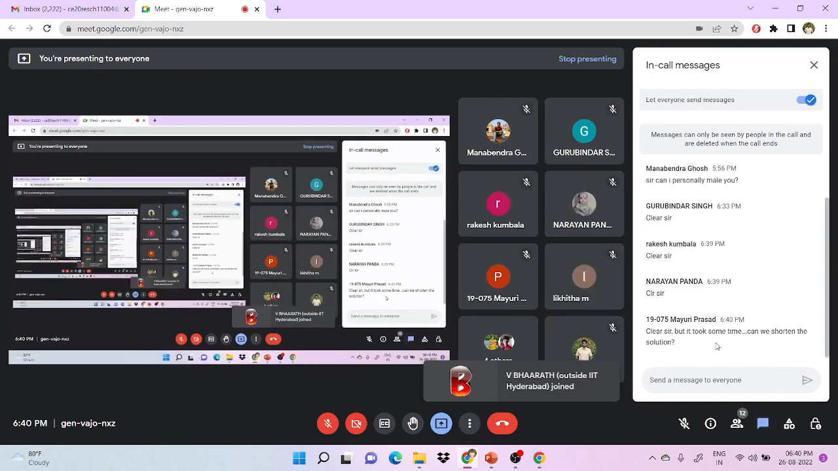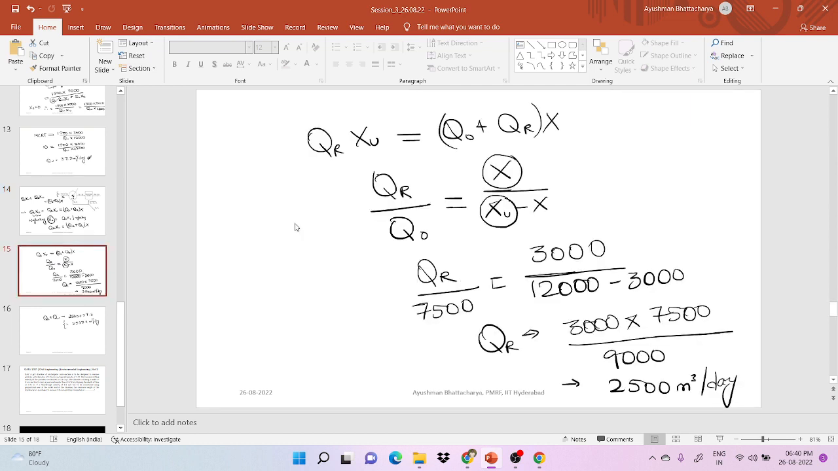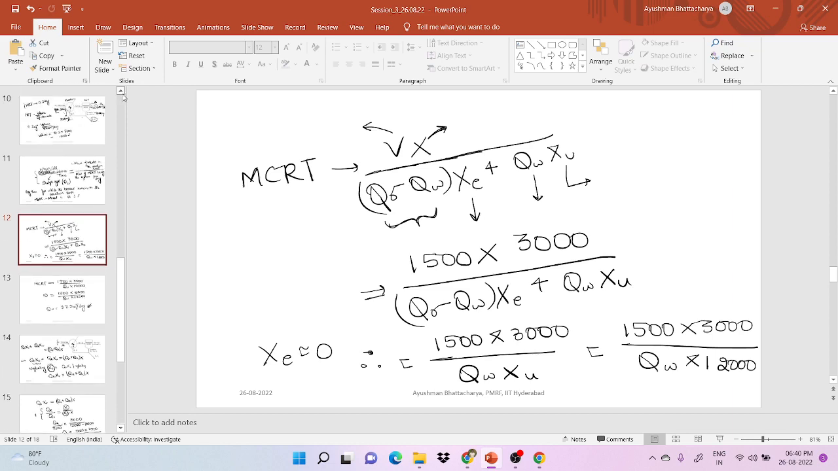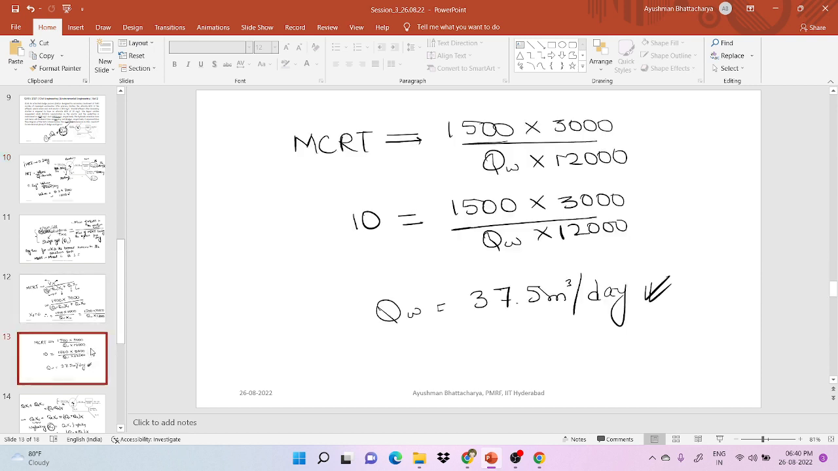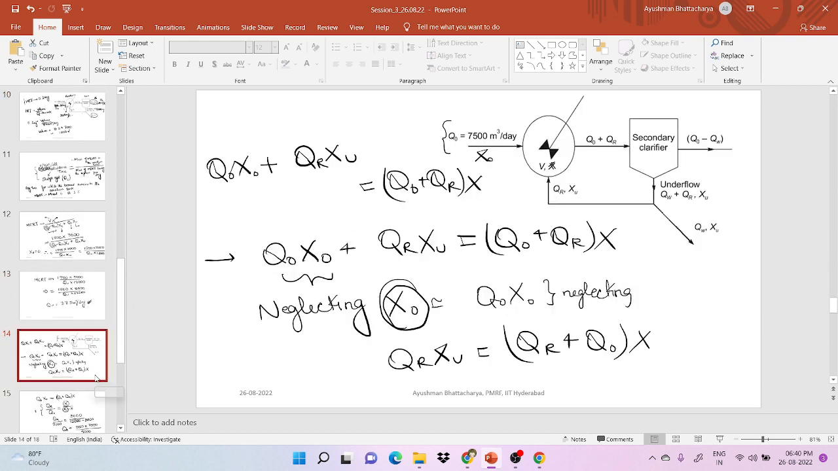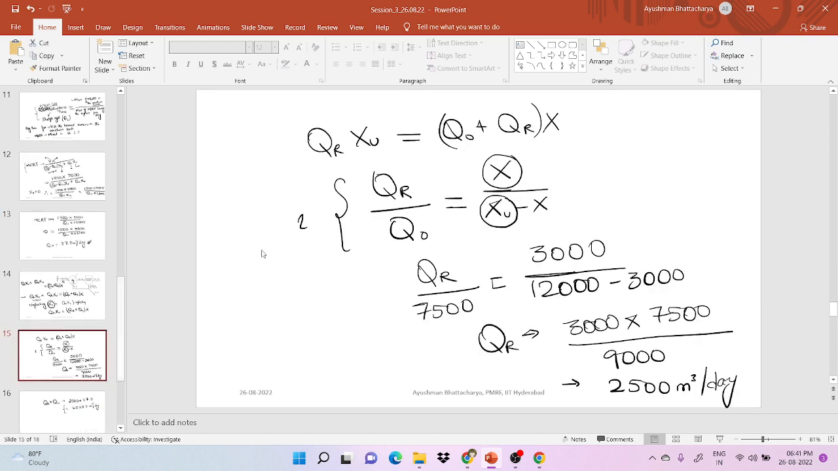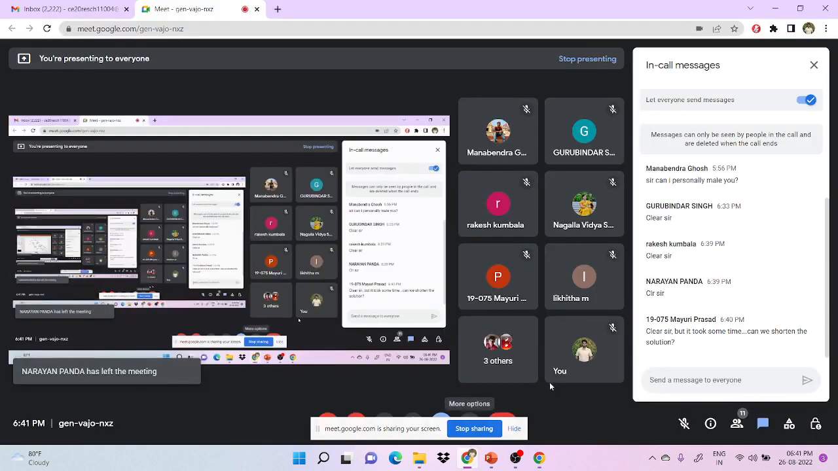Clear, sir, but it took some time. Can we shorten the solution? Yes, you can shorten the solution. Since I have to explain the concept, you can directly remember this formula, and the question is very direct. You just have to know what is HRT, what is SRT. I can solve this in a shorter way also, but many other people won't be able to understand it, so I have to explain every concept before arriving at any formula. Otherwise, for shorter, you can just remember the formula of HRT and MCRT and directly apply it, and you will get the result within 1 to 2 minutes. I hope it's clear, Mayur Prasad.